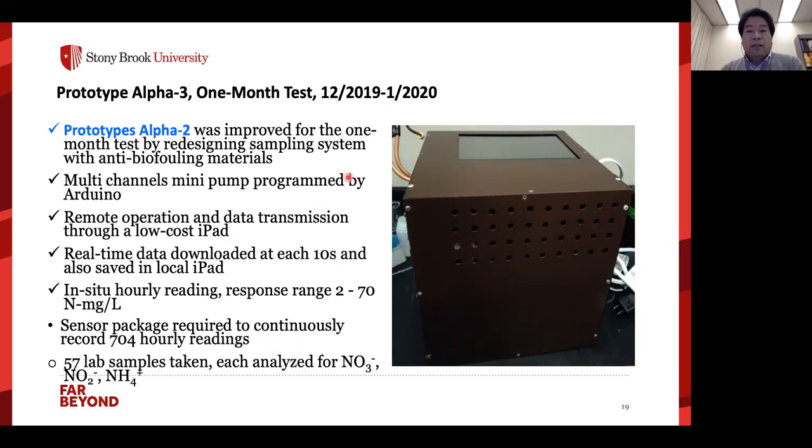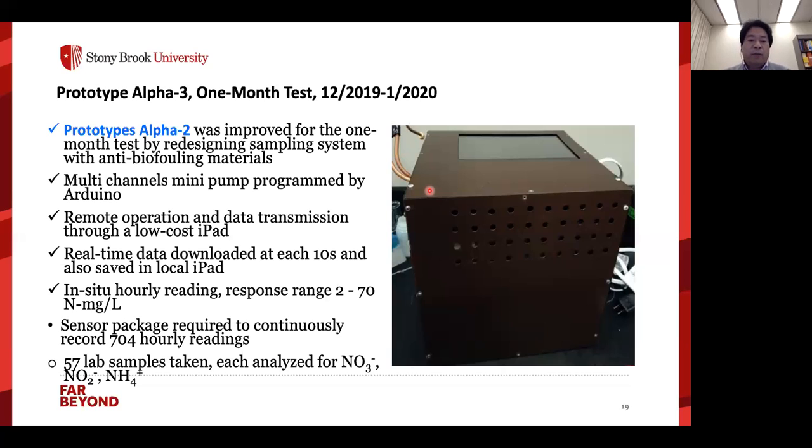The sampling system was redesigned. I use copper, you can see here is copper tubing. It's an anti-biofouling material. And I add a copper screen at the inlet and outlet of this sampling system to remove the big particles. I also add a fine filter inside. We cannot see it. It's inside, to remove the fine particles so that the sensor flow channel is not clogged.